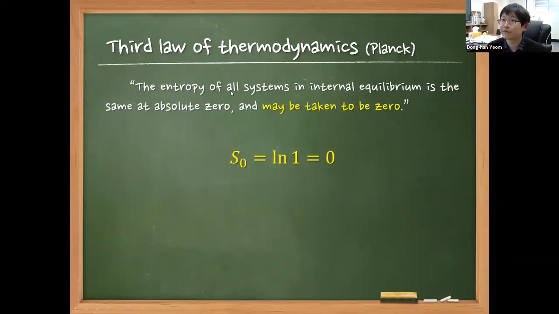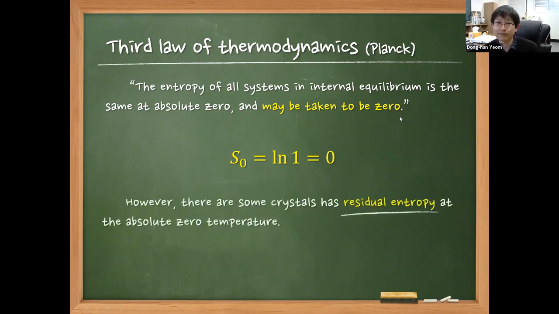The entropy of all systems in internal equilibrium is the same at absolute zero and may be taken to be zero. So at zero temperature, it must be the absolute ground state, and there is only one possibility. If there is only one possibility, then it is very reasonable to say that zero temperature entropy is zero. This was Max Planck's idea.